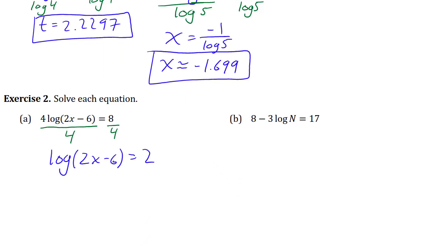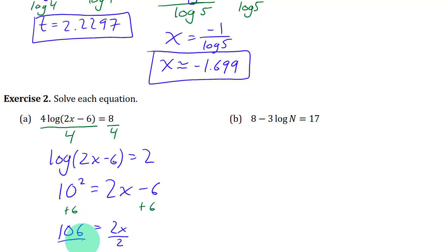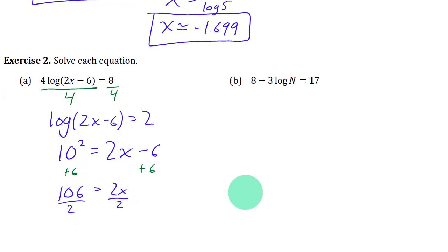And the logarithmic equation here you can write in exponential form as 10 to the power 2 is equal to 2x minus 6, which is just 100. So you can add 6 to both sides, and you'll get 106 equals 2x. Divide both sides by 2, and you'll get 53.